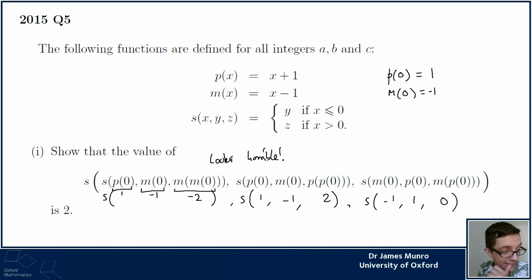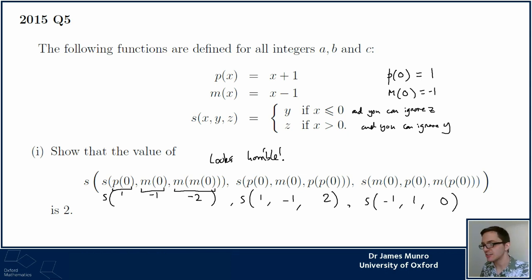Someone in chat has just said, you do not need to evaluate all of the expressions. Once you know the first part, that'll tell you that you can ignore one of the other parts. The person here has cleverly realised that this function says, if x is negative or 0, then this s function just returns y, and you can ignore z. Whereas if x is positive, then this s thing takes the value of z, and you can ignore y. This lets us ignore some of the inputs. It's a great shortcut.